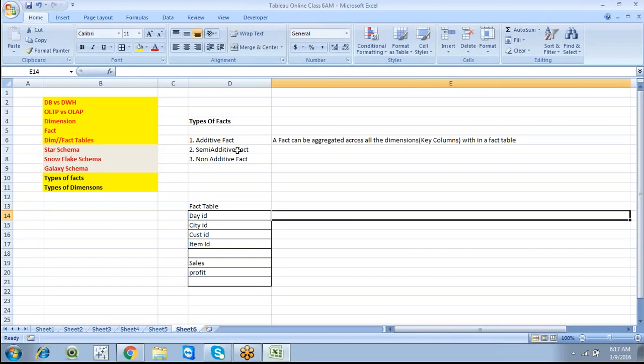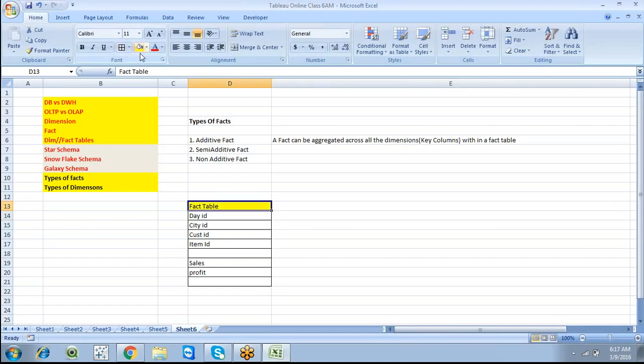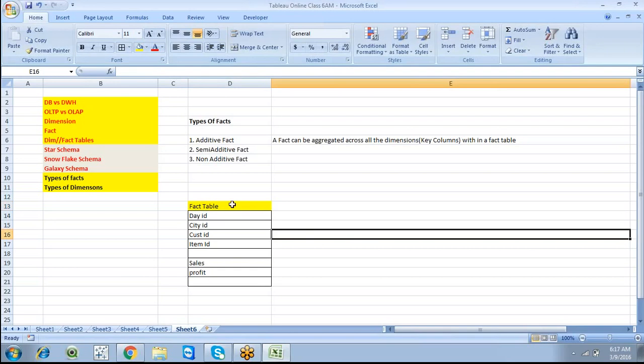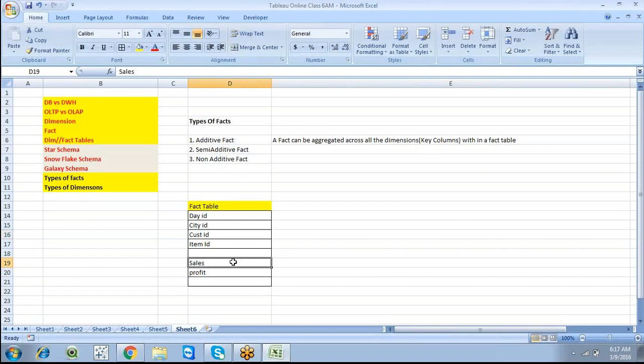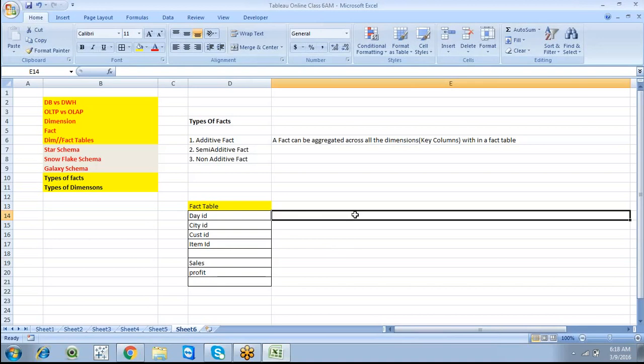Normally an additive fact considers only a fact table, a fact table with key columns and a fact. An additive fact is a fact that can be aggregated. Let us take sales as a fact. A fact that can be aggregated across all the dimensions, so day ID, city ID, customer ID, and item ID, across all the dimensions within a fact table is called an additive fact. It's a simple definition. We should get meaningful data when we perform an aggregation.